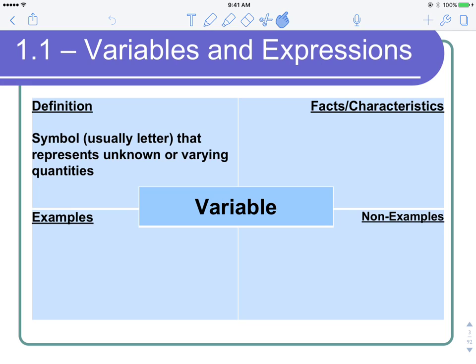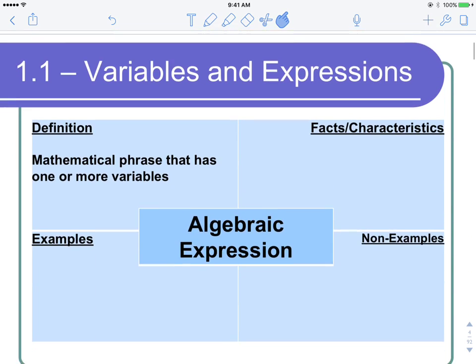A variable is a symbol, usually a letter, that represents an unknown amount or one that varies. The most common variables we use are x and y, although any letter in the alphabet, A, B, and then sometimes we use Greek symbols like theta. Those are all examples of variables.